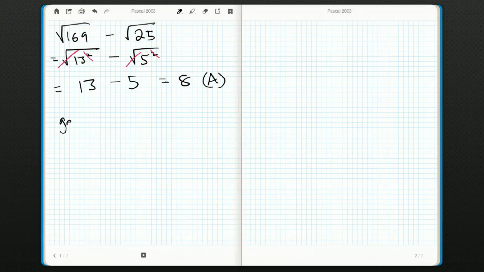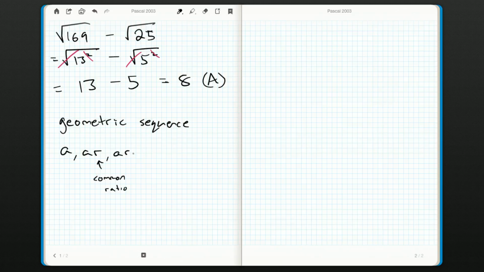And a geometric sequence starts off with a single term a, and we multiply it by what's known as the common ratio. It's just some other number r. And then we multiply again by r. So a times r, or a times r squared. And then we multiply again by r. And we just keep multiplying by r every single time. And that's how we get every new term.